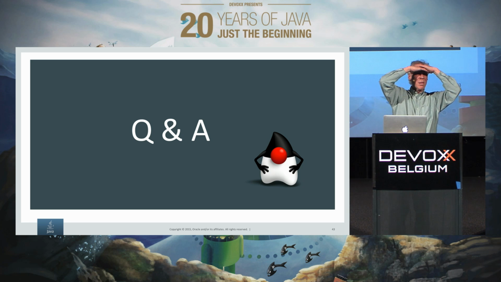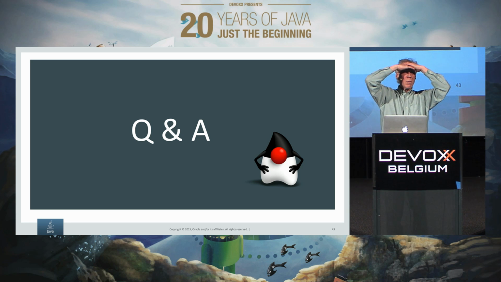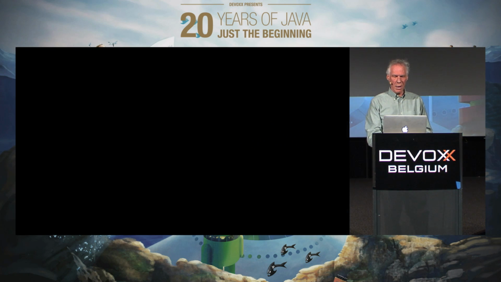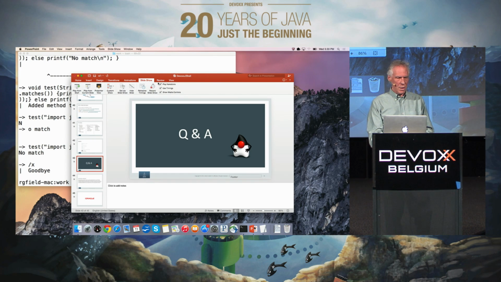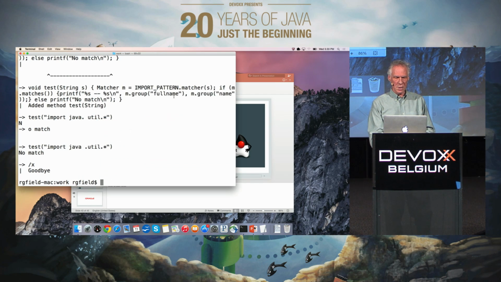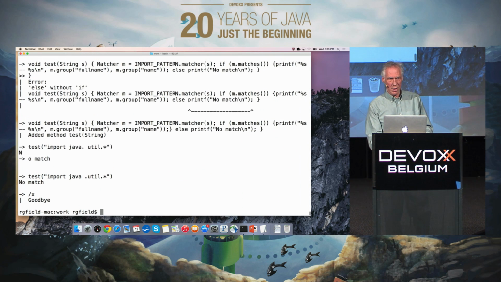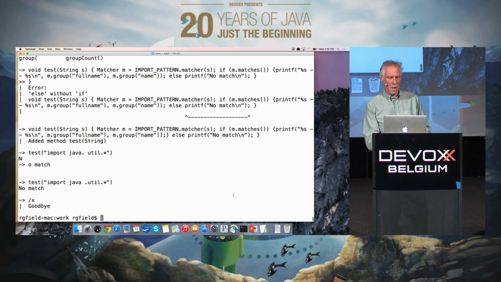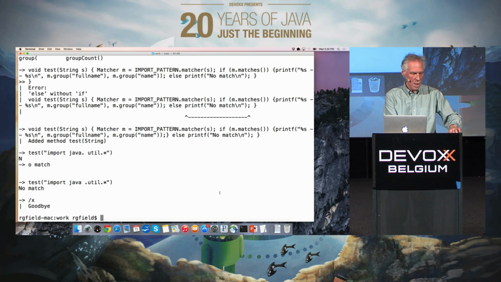Yes? Can you show how tab completion for parameters works? Oh, yeah, I was going to do that in the demo. So the question was, it doesn't do completion of parameters per se, but... okay, and I have more. I have seven minutes. Let me actually show you. Let's get back into JShell.